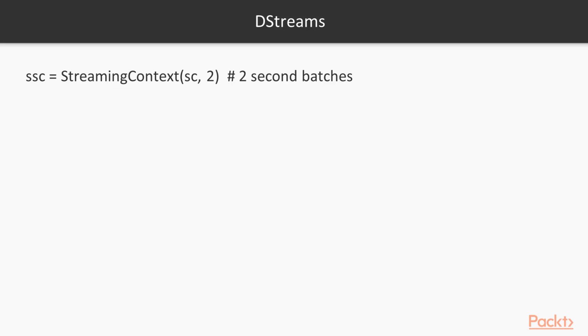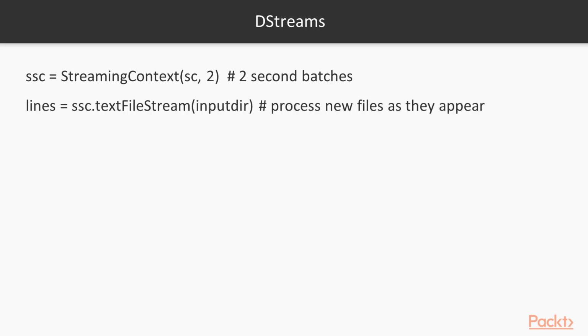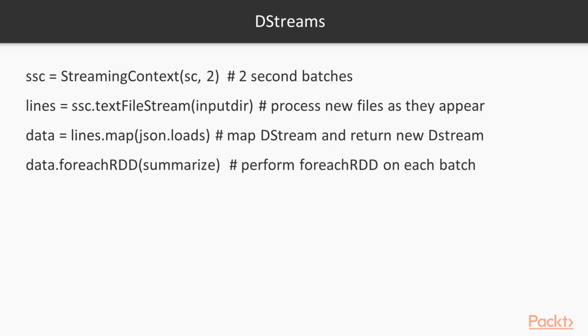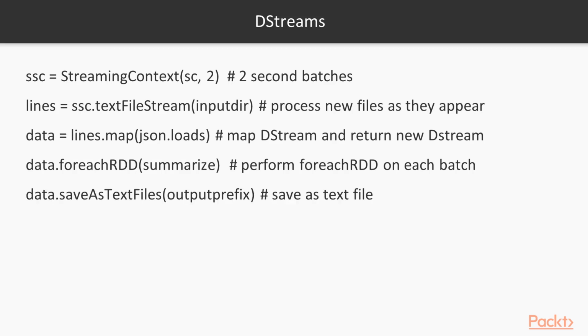Now, to get started with DStreams, you need to set up a streaming context. This is done with ssc, and you can specify 2-second batches or however many seconds you want. Then you need to specify the input, and here our input is a directory because we're using a text file stream. From there, you can use a map operation, and that will return a new DStream. So whatever RDD operations you want to perform, you can perform them on DStreams. You can use the foreachRDD operation on each batch, and you can also save as text file.